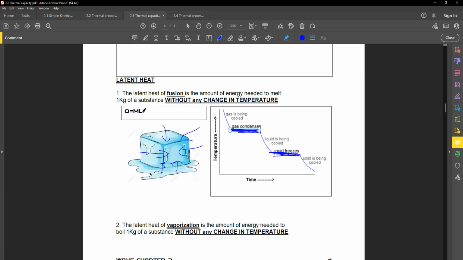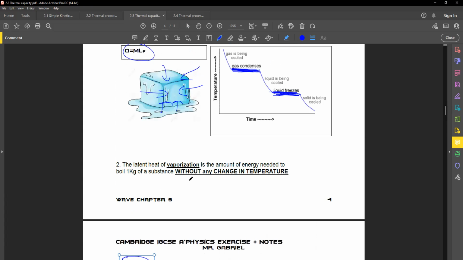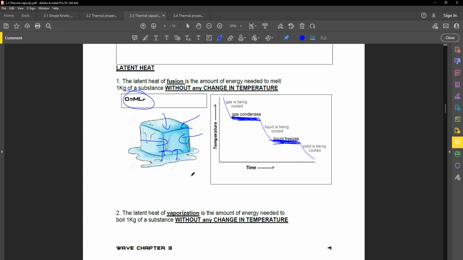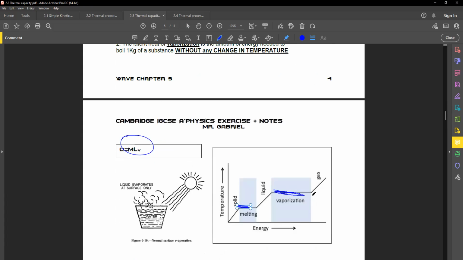There are basically just two formulas here. Q equals to MLF or Q equals to MLV. I think most of you guys still remember this from probably 2 or 3 weeks ago. Q equals to MLF and Q equals to MLV is the amount of energy needed here and here, guys, or either here and here, right?